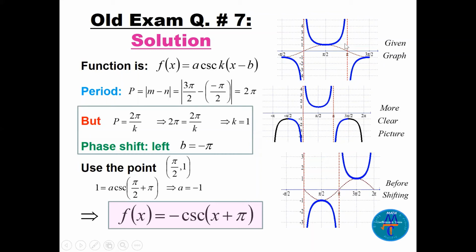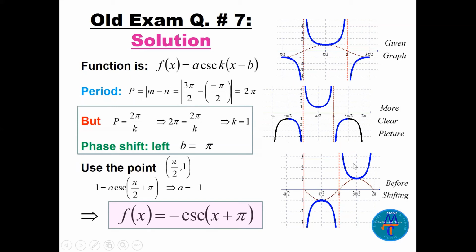Now this is the given graph. See, this is part of the cosecant function. If you continue the graph, see, I drew here a clearer graph. You can continue the graph from minus infinity to plus infinity. And now you can imagine the graph before shifting. See, this is before shifting. So this one, if you go on the left, this is before shifting.